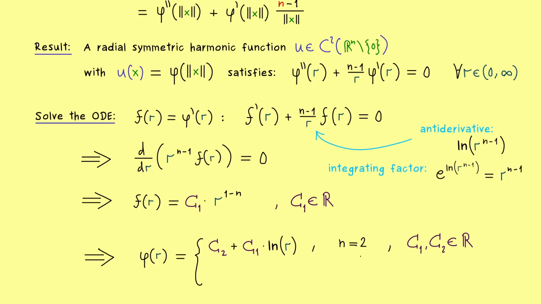And this is the only special case, because for a larger n we just have a general formula for the antiderivative. Namely, as you know, we just have to increase the exponent exactly by 1. So we have r to the power 2 minus n with the same factor in front. But honestly, we could push this factor into the constant c1. And there we have it. These are all possible radial symmetric solutions of Laplace's equation on the domain R^n without 0.